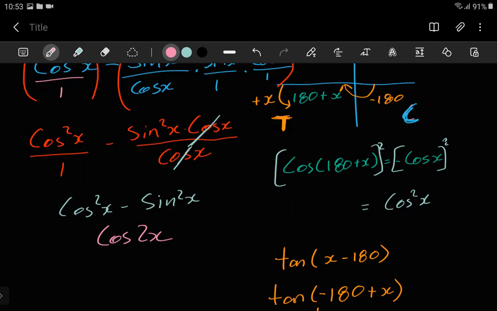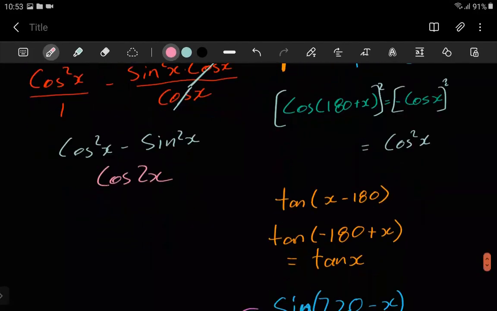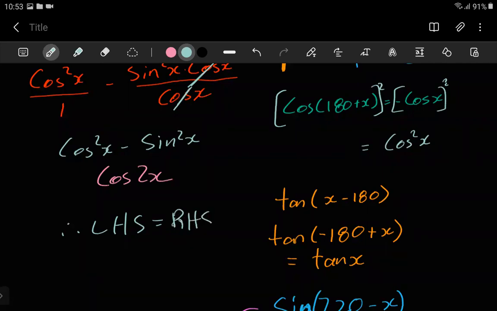Okay, so that's that for this question. Or you can obviously just say therefore left hand side is equal to the right hand side. Therefore, left hand side is equal to the right hand side. Like that.